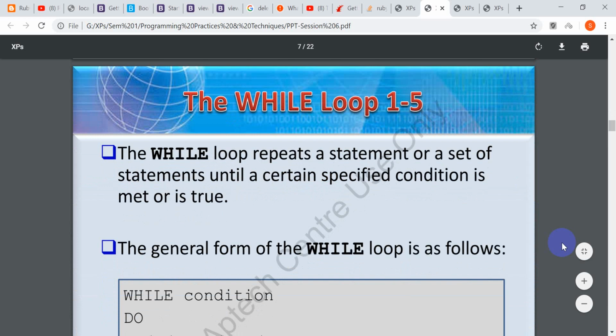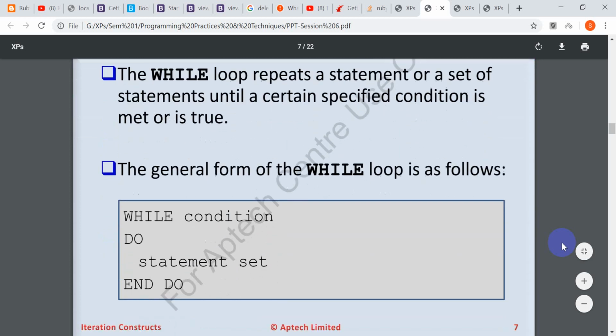The while loop. A while loop repeats a statement or a set of statements until a certain specified condition is met or is true. It repeats a statement, maybe your name, so it will repeat your name until a specified condition is met or is true. Let's say you gave it 100, you want it to print your name 100 times, so it will keep on repeating until it meets that condition. When it meets the condition, if it's true, then it will print it and stop. You understand? That's what a while loop is.